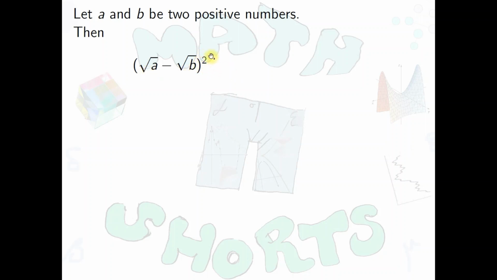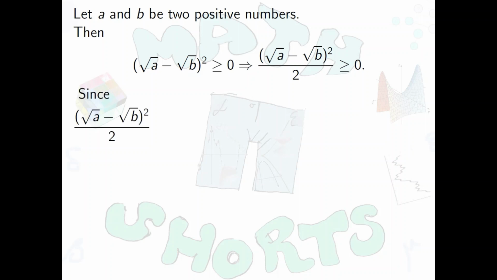Now, when I square something, I multiply it by itself. And we know a positive times a positive is a positive, and a negative times a negative is a positive. Which means that no matter what, when I do this, I'm never going to get a negative number. That result is always going to be bigger than or equal to 0. And the only time it's going to be equal to 0 is if a and b are exactly the same number. Now, if this is bigger than 0, if I divide it by 2, that's going to be bigger than 0 as well. Okay, so what?